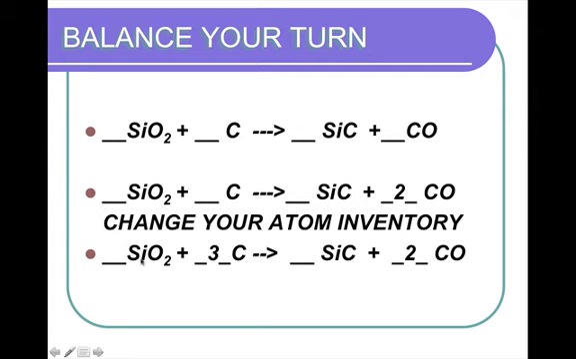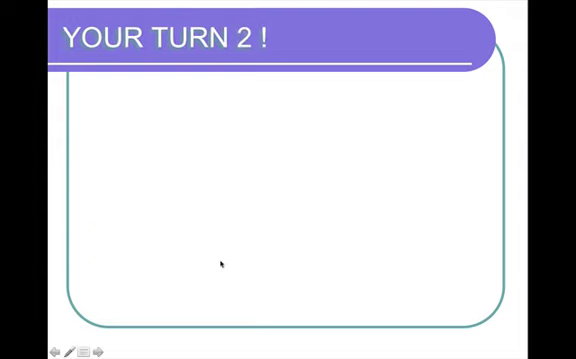So update your atom inventory. Now let's check and see what we have. One silicon, two oxygens, 1, 2, 3 carbons and 3 carbons. So now it's all updated.